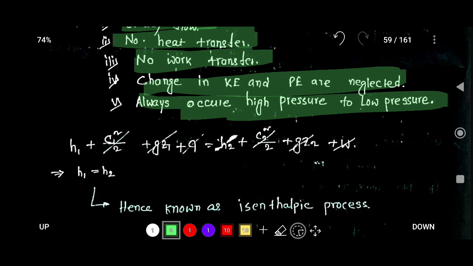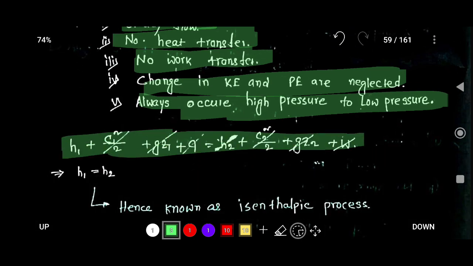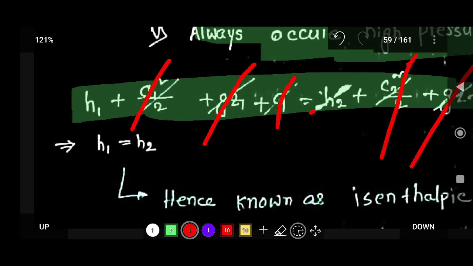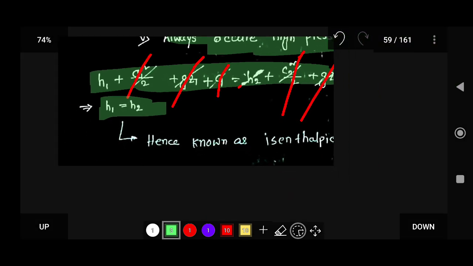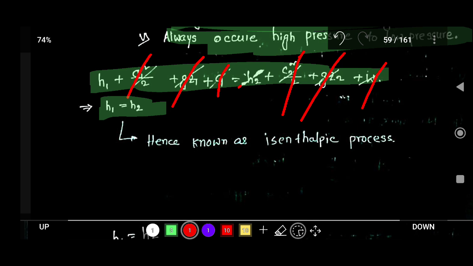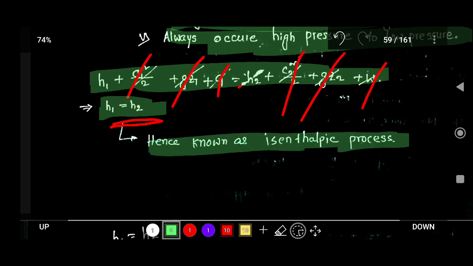If you write the steady flow energy equation, there is no heat transfer, Q is equal to 0, there is no work transfer, W is equal to 0, and kinetic energy and potential energy are neglected. So from here you can get H1 is equal to H2. That means inlet specific enthalpy is equal to exit specific enthalpy. As the enthalpy is the same, hence it is an isenthalpic process.